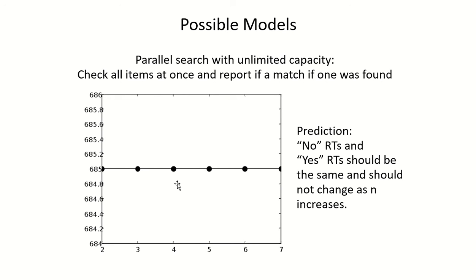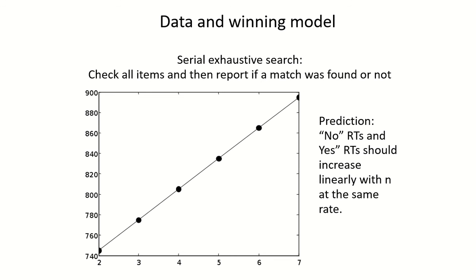Now, it turns out that for short-term memory, the data actually looked like this. It matched the prediction of a serial model where you check the items off one by one. So the more items you have in short-term memory, the longer it takes you to say yes or no to that particular question. Now, let's be very clear that there's a limitation to this model: it has to be just about short-term memory and not long-term memory.